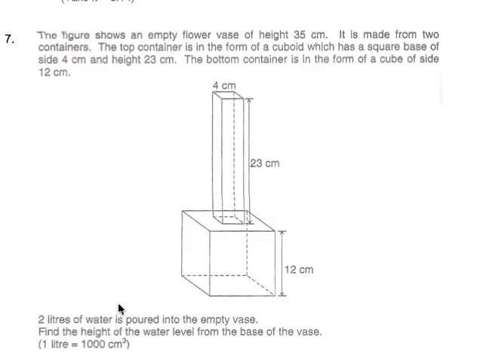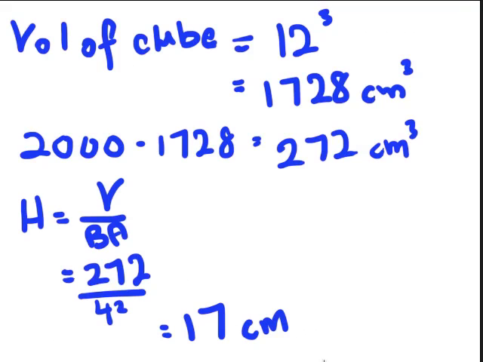No. It said find the height of the water level from the base, which means from the bottom of the vase. So the bottom of the vase is 0, and this is 12. So 12 up to here is where it reaches the cuboid, and we get 12 plus another 17. So the answer is 12 plus 17, which gives me 29 cm. That's the answer. Like I said, this question is very simple.